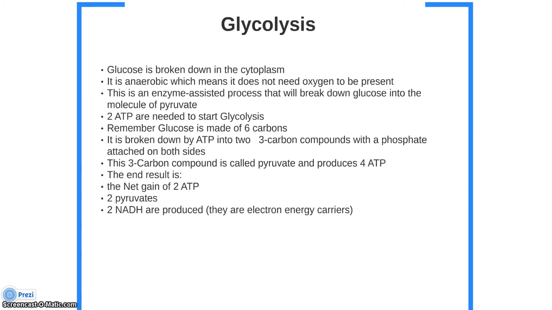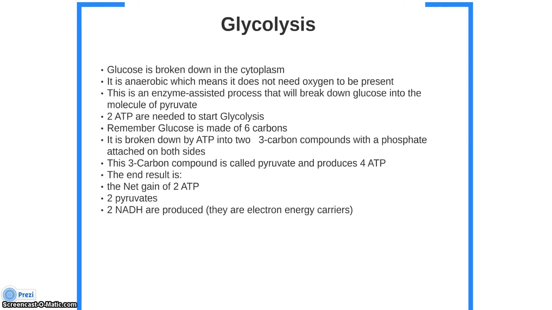The first step is always glycolysis. This is when glucose is broken down in the cytoplasm. It is an anaerobic process, which means that oxygen does not need to be present. It's also enzyme assisted to help it go faster.